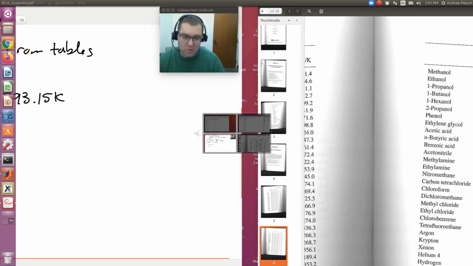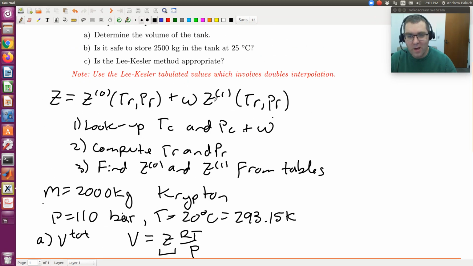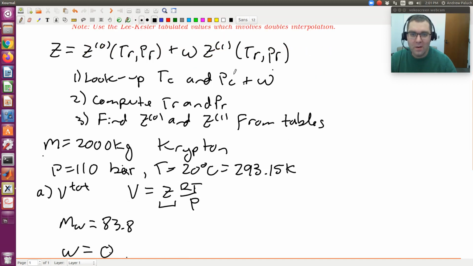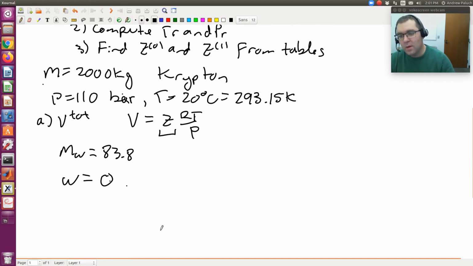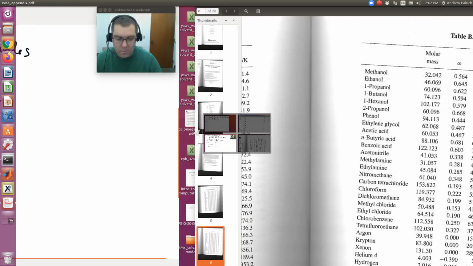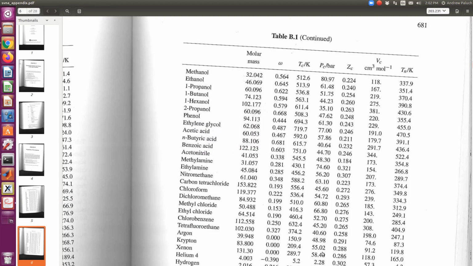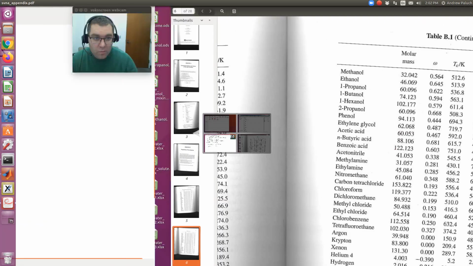That tells us that just two-parameter corresponding states theory is enough. The fact that omega is 0 helps us out because we don't even need Z1. I could just focus on Z naught, and I can eliminate this term altogether. So there's omega, so let's get TC and PC. For krypton, TC is 209.4 Kelvin.